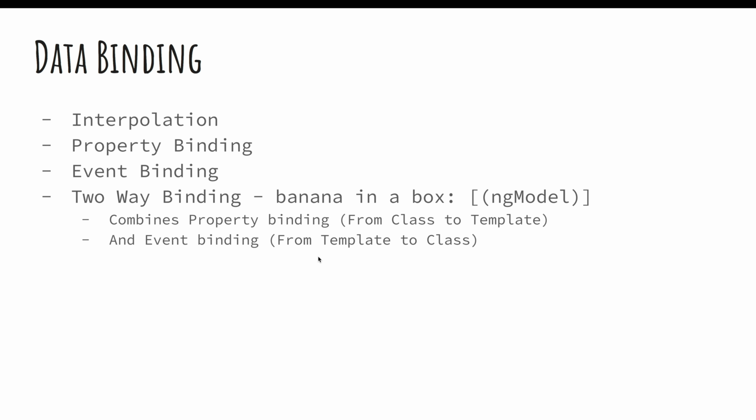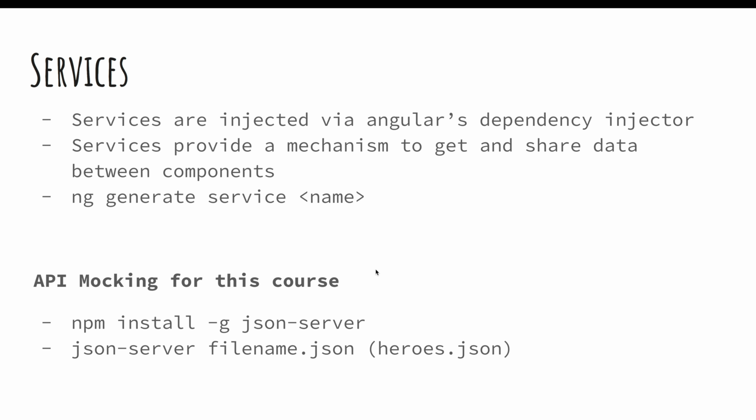To summarize, two-way binding combines property binding from class to template or class to view, and event binding from template to class or view to class. So we're going both directions. Finally, we're going to talk about services in Angular.